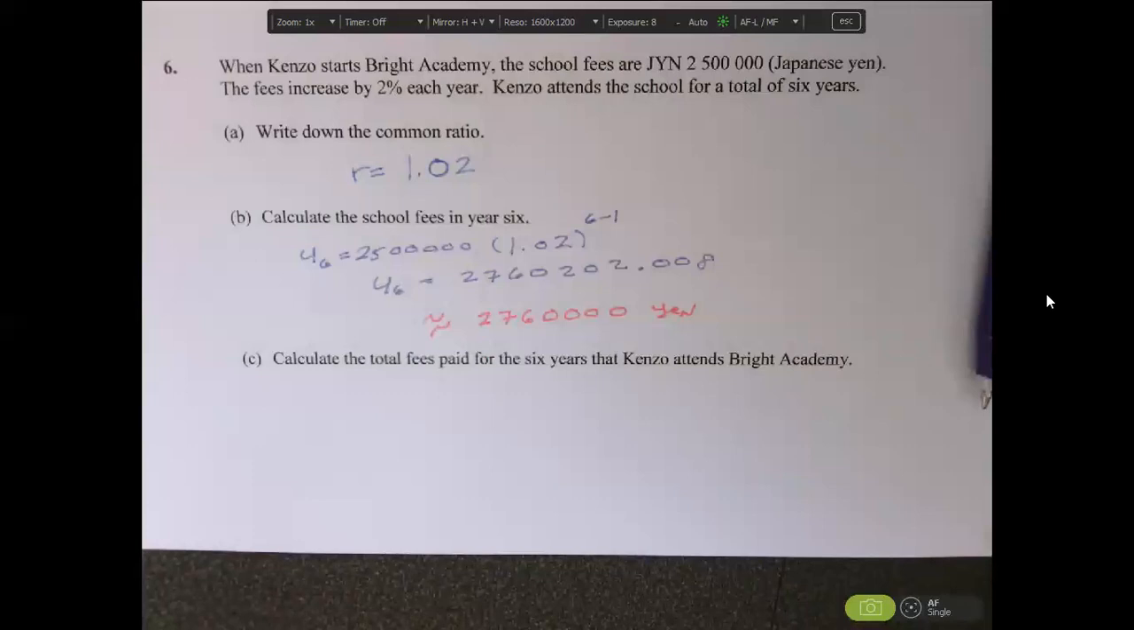Okay. All right, so again, last one, calculate the total fees paid for 6 years that Kenzo attends Bright Academy. So again, when it says total, you should be thinking, that's the sum one. All right, I'm gonna use my S sub n formula. You know what to do, go do it. I'll be here waiting for you when you get back.